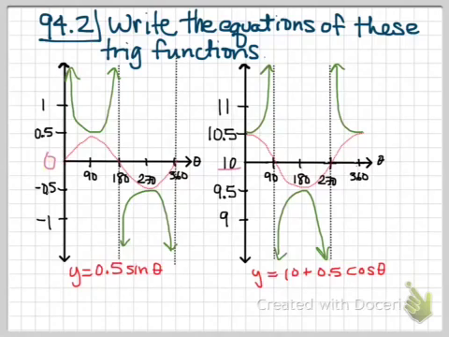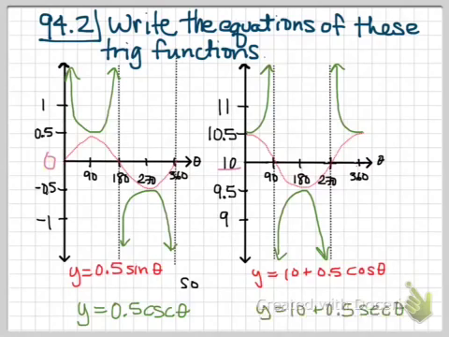We can see that our second equation is going to be 10 plus 0.5 cosine theta because our height is 0.5, but we're starting at 10. So when we write our inverses, we get 0.5 cosecant theta, and then when we write the inverse of the right side, it's going to be 10 plus 0.5 secant theta. Again, the inverse part doesn't affect the numbers in front or the constants or the coefficients.